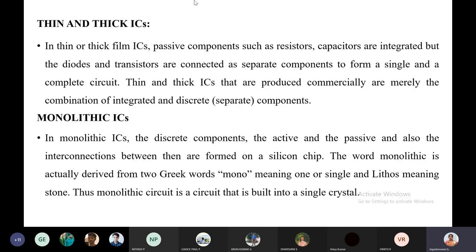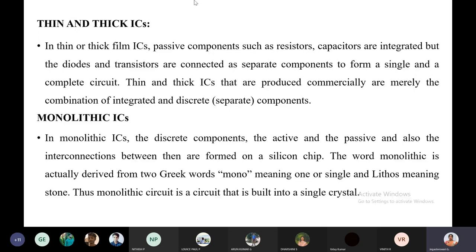In the monolithic IC, yes, we can fabricate the active as well as the passive components in a single chip. That is possible in monolithic IC. That is the reason we are moving with monolithic IC technologies nowadays. Monolithic means one stone, mono meaning one and lithic meaning stone in the Greek word. Monolithic is nothing but a single crystal.